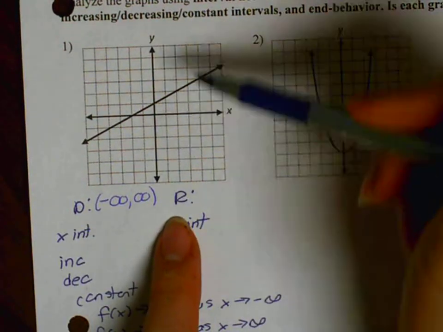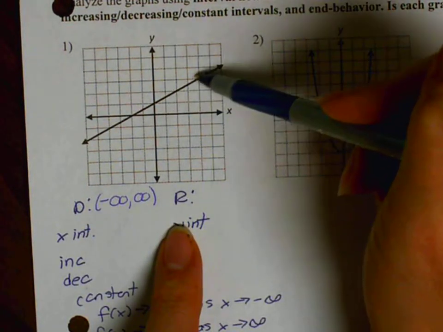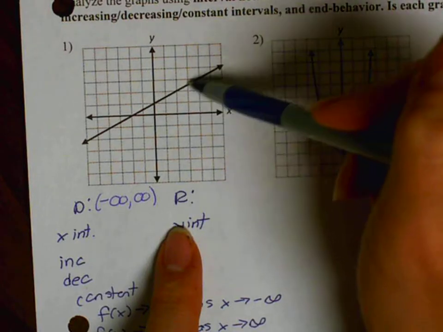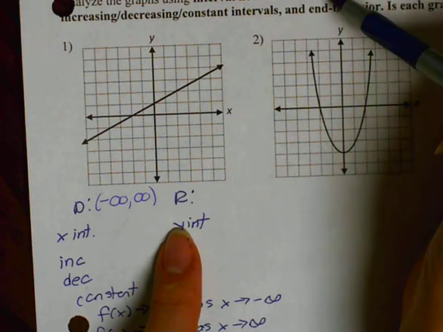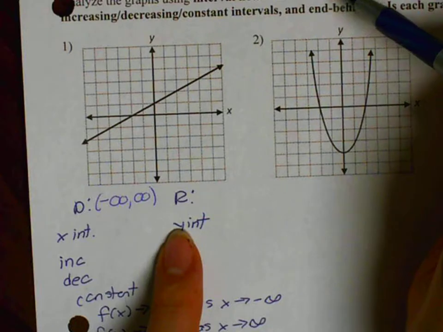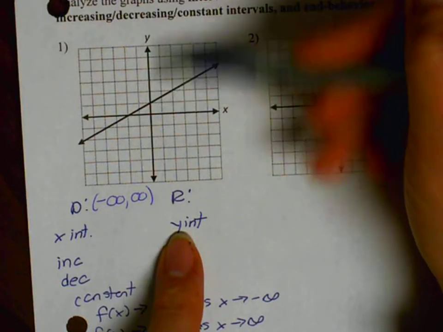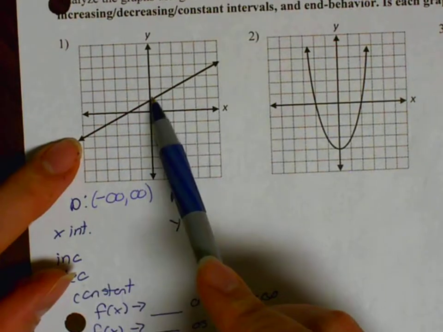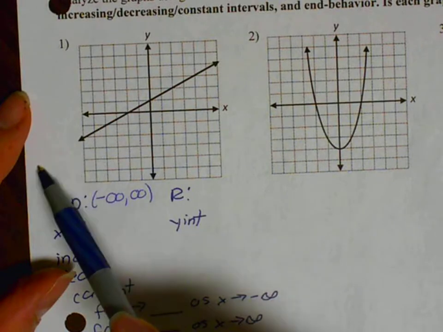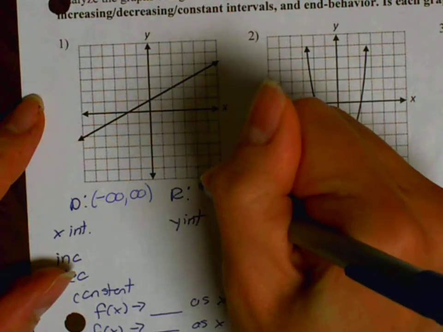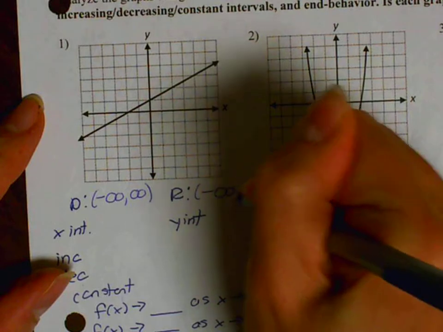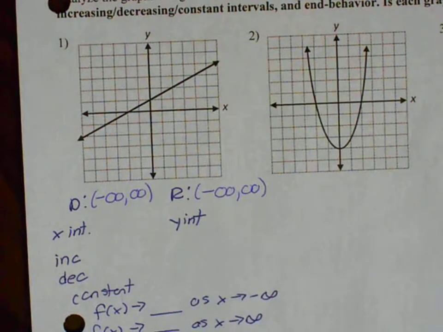Same thing for range. It is going up as well as going to the right, and it keeps going up and up and up, and it's going to keep going on forever and ever, which means these y values are going to get bigger and bigger. And on this side, it's going down, down, down, which means they're going to get smaller and smaller. So my range is also negative infinity to positive infinity.